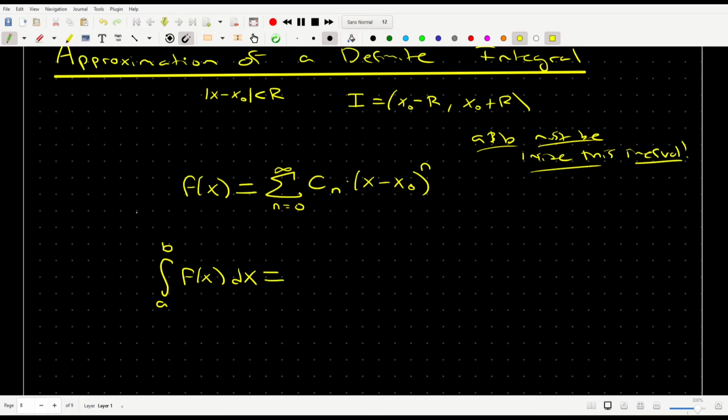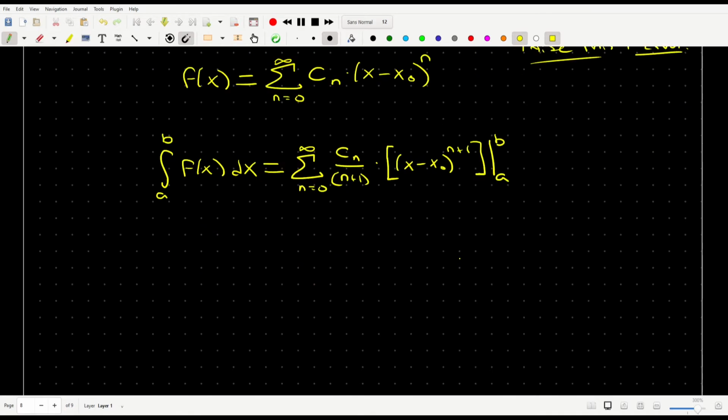But if we have this, then we know that the integral from a to b of this function f of x is just going to be the term-by-term integral of the series, which will be Cn over n plus 1 times, this will be the antiderivative of x minus x naught to the n, which is 1 over n plus 1 times x minus x naught to the n plus 1, evaluated from the upper bound of b to the lower bound of a.